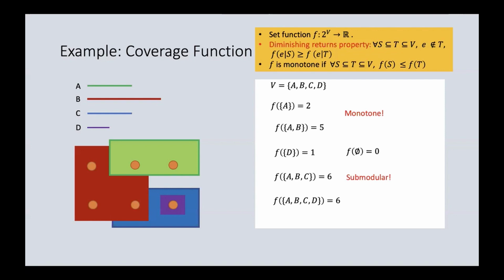Now we see an example of submodularity here. To see that, just see that when you added D to the empty set, you covered one orange circle, but when you added D to the set ABC, you did not cover any extra orange circle, and this is basically submodularity at play.